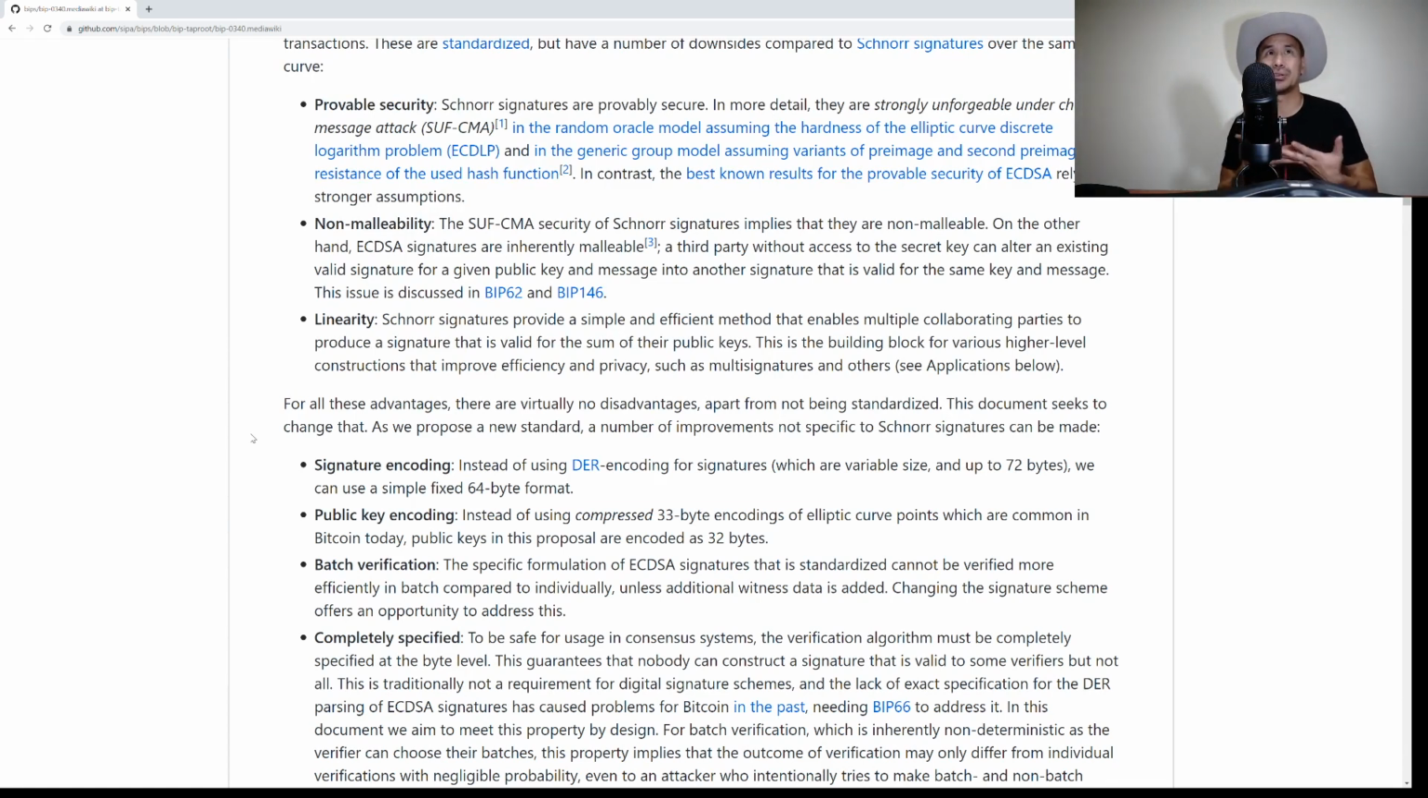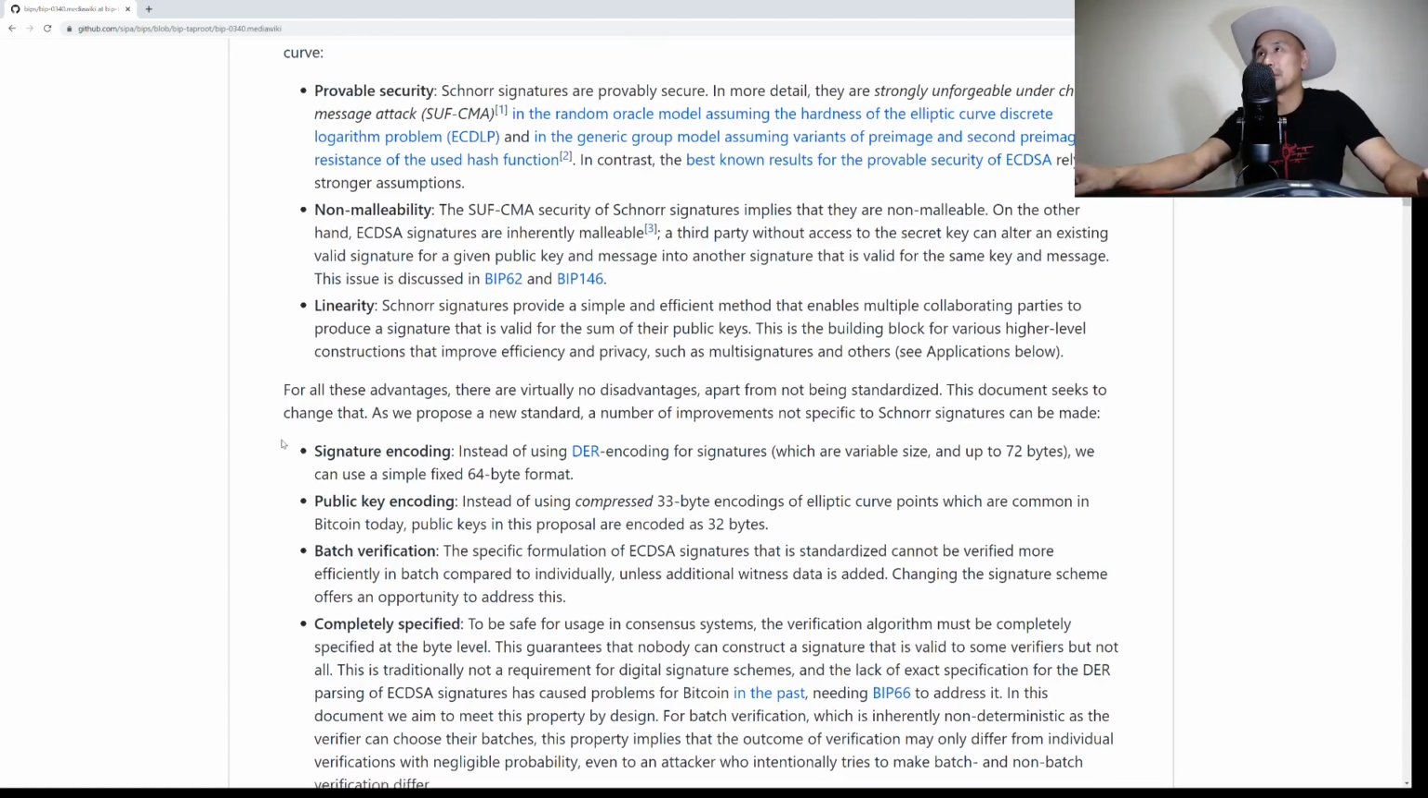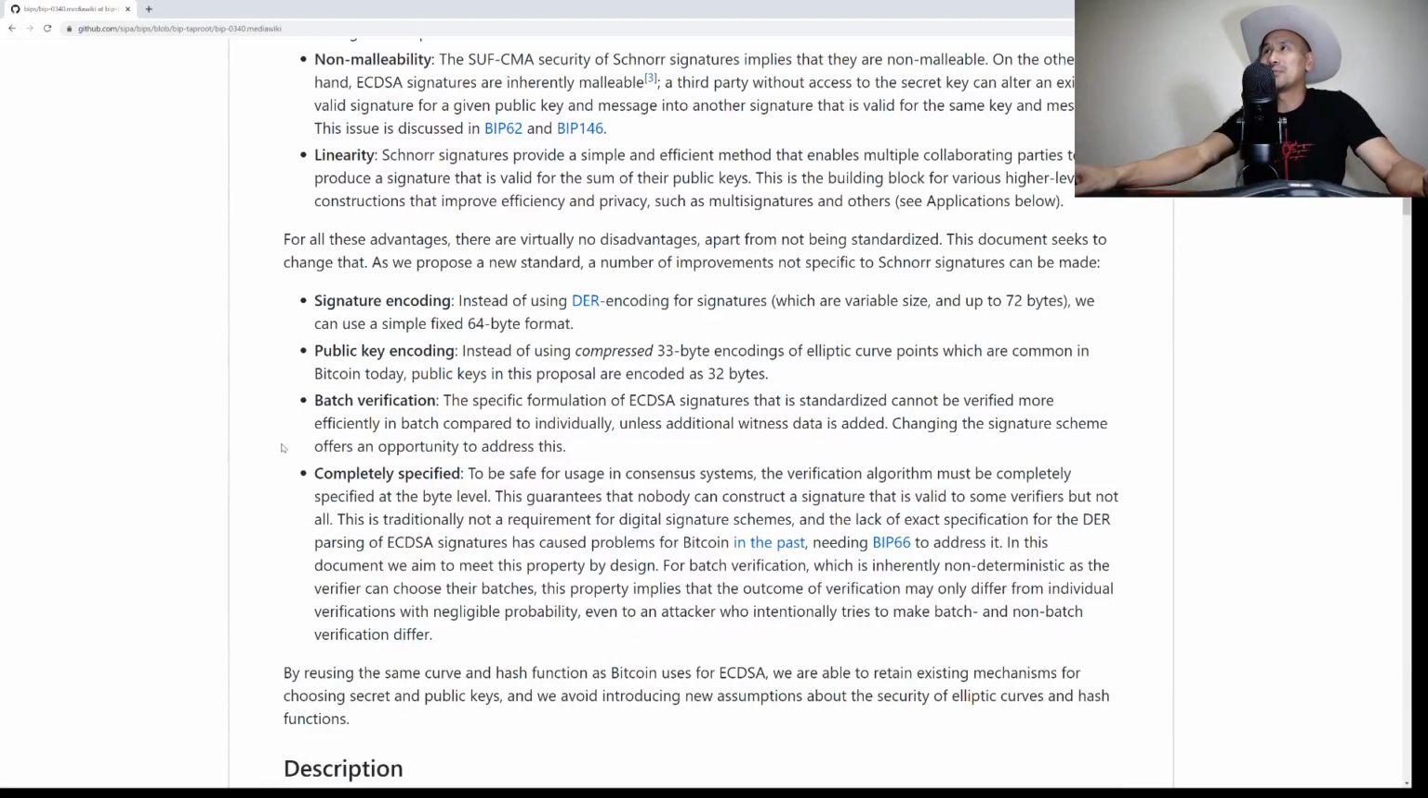This is very, very useful because you don't need to show every pub key and you don't need to show every signature. You sum up the pub keys and you get a single public key, and you can sum up the signatures and get a single signature. That's very powerful because on the blockchain you only see one public key, one signature. You don't know if it comes from one key or many keys, and I'm sure he'll get into that later. For all these advantages, there are virtually no disadvantages apart from not being standardized.